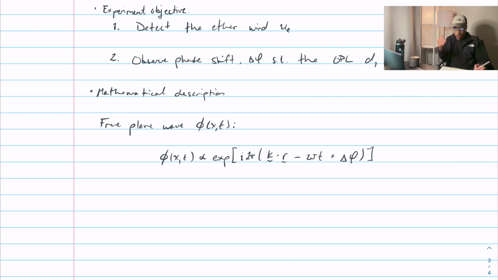If we look at the terms in the parentheses here, we notice that all of these things go to dimensionless units. For example, the units of K are inverse meter. We know that the angular frequency has the units of inverse second. And so this delta phi, we can assume to be dimensionless.